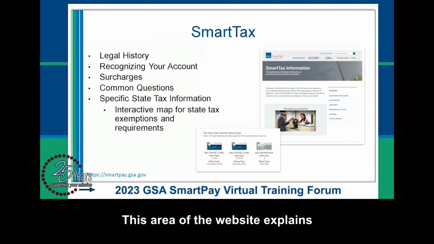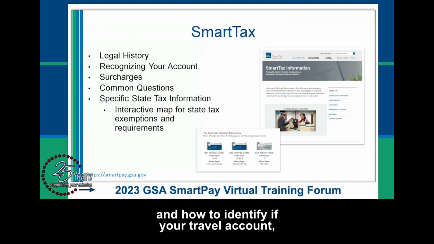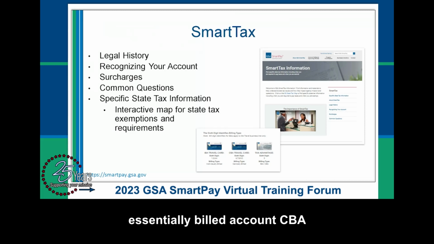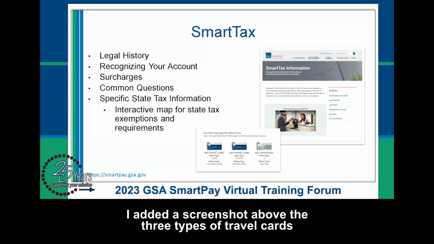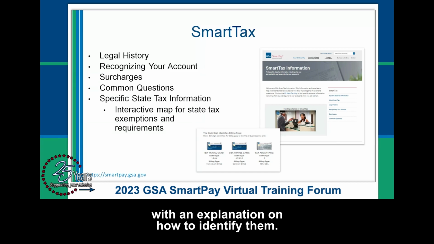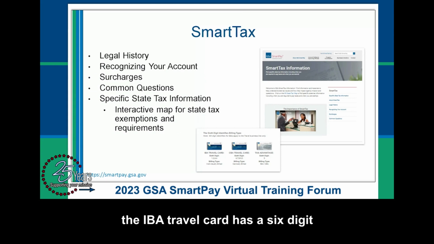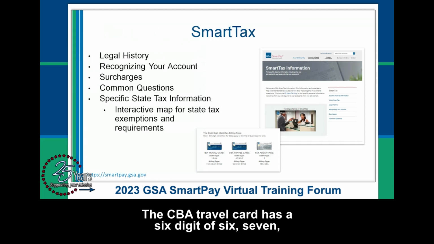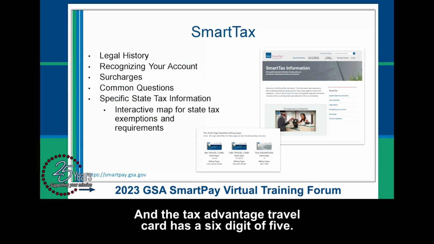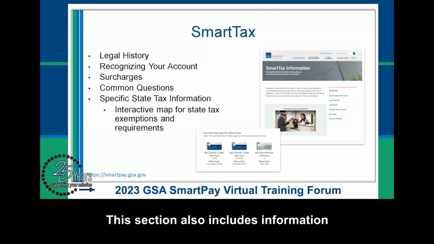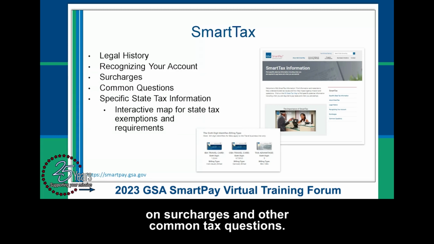How do you recognize your account? This area of the website explains what the account numbers mean and how to identify if your travel account is a centrally billed account, CBA, or an individually billed account, IBA. This information is key when identifying tax exempt status. I added a screenshot above the three types of travel cards with an explanation on how to identify them. As you can see, the IBA travel card has a 6th digit of 1, 2, 3, or 4. The CBA travel card has a 6th digit of 6, 7, 8, 9, or 0. And the Tax Advantage travel card has a 6th digit of 5. This section also includes information on surcharges and other common tax questions.